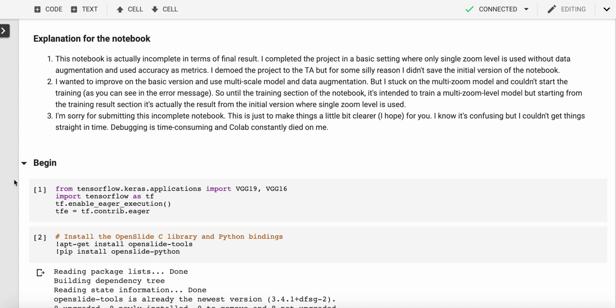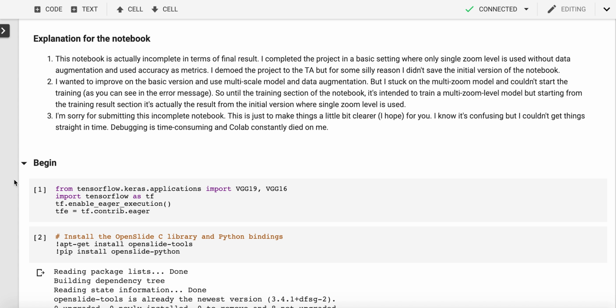By that, I mean I demonstrated my initial version of the project to the TA, where the approach is straightforward. I used a single zoom level to train the model without any data augmentation, and I used accuracy as the metric. That was a complete flow, but I think it's not good enough.